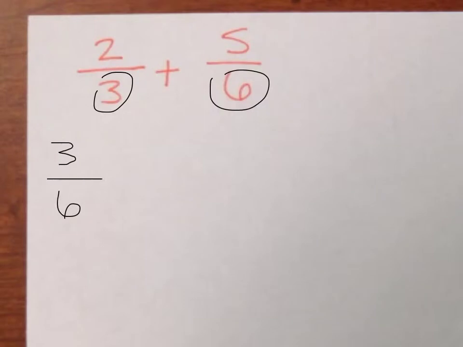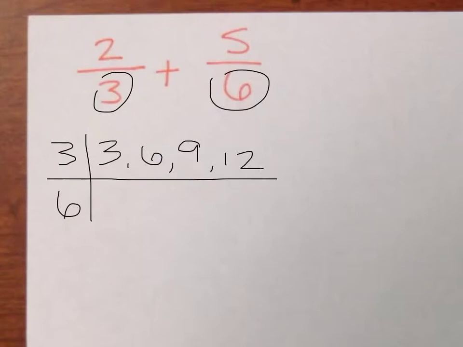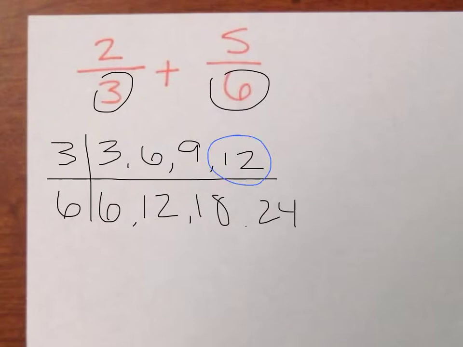Remember, with multiples, there are many, many of them. So I can list them by multiples. I have 3, 6, 9, 12. And then for 6, I have 6, 12, 18, and 24. Okay? Right off the bat, we can already see that we have 12 and 12, but that we also have 6 and 6. So we're going to go ahead and use 6 because we're looking for the lowest common denominator, because it makes it easier on us.